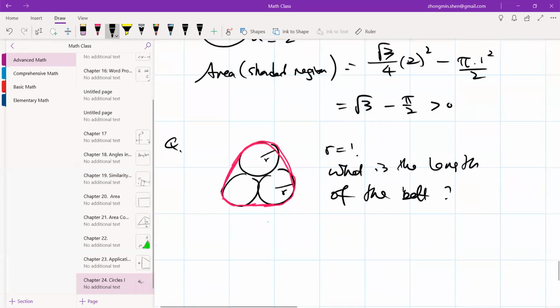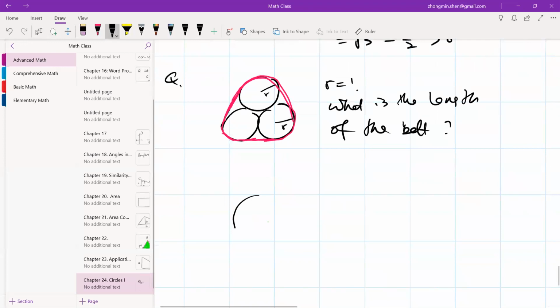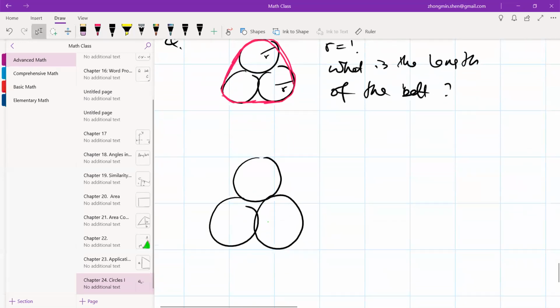Right. Again, you have to draw the important lines. You have to understand how the belt is going around, right? Around the wheel. So this is a tangent point. Actually, this is a tangent point.